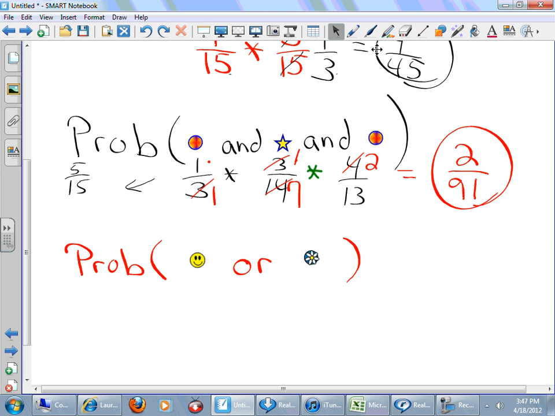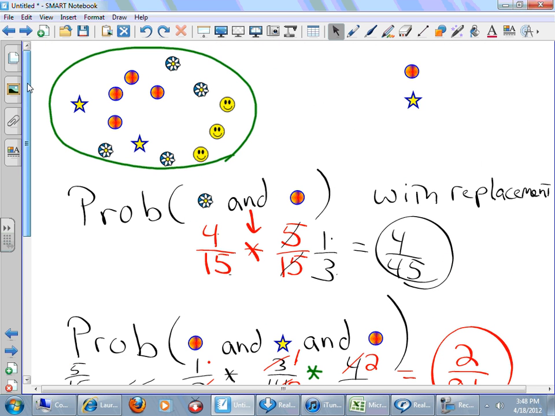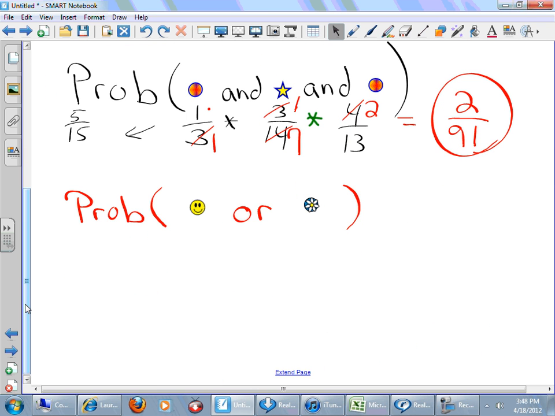Now let's come down to this one here. Oh, by the way, each problem we want to assume that we start with our full bag of jelly beans. Okay, so we're back. The regular jelly beans are back in, and now we're on the probability of getting a smiley or a flower. Well, I'm going to ask myself, is it possible? Remember, or means only one draw. Is it possible to reach in and grab a smiley and a flower and only take out 1 jelly bean? Why, no, it's not. So this will be a simple one.